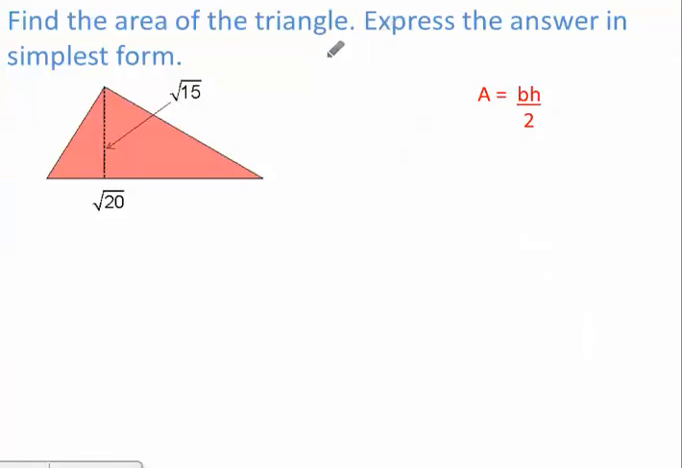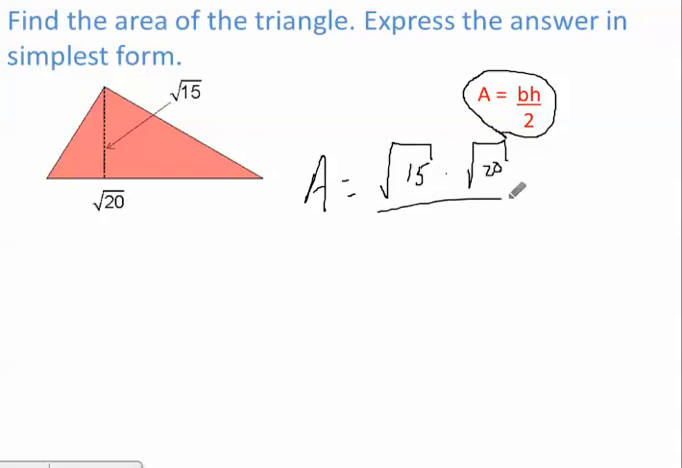Okay, this one says find the area of a triangle in simplest form. Area, we know that formula. It's 1/2 base times height, divided by 2. Well, my height is 15 and my base is 20. So I'm going to say area equals the square root of 15 times the square root of 20 divided by 2.